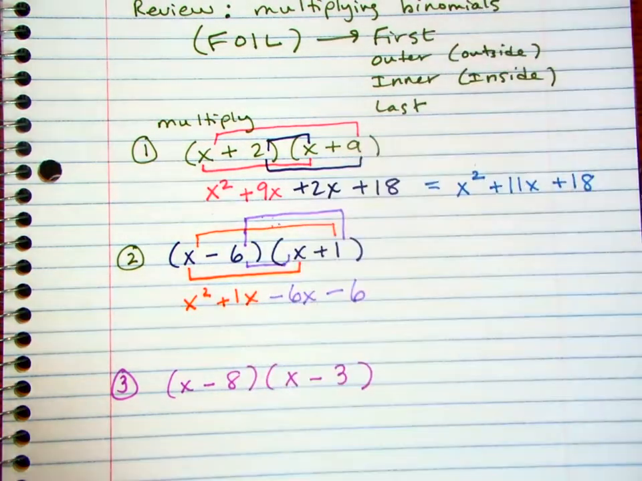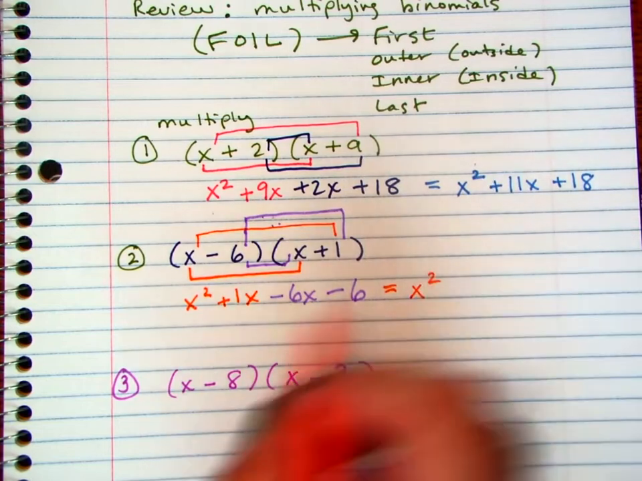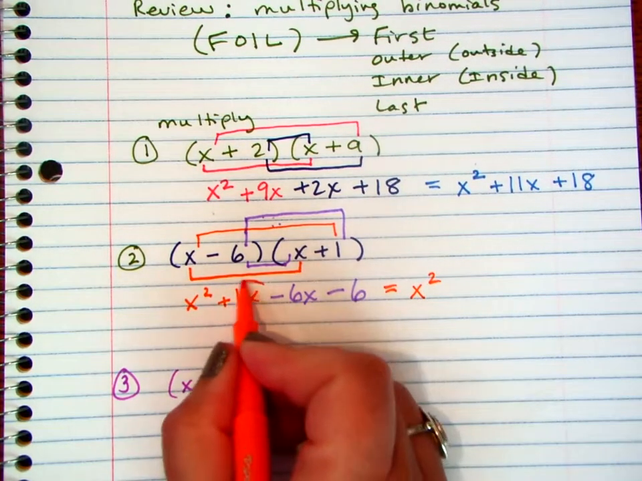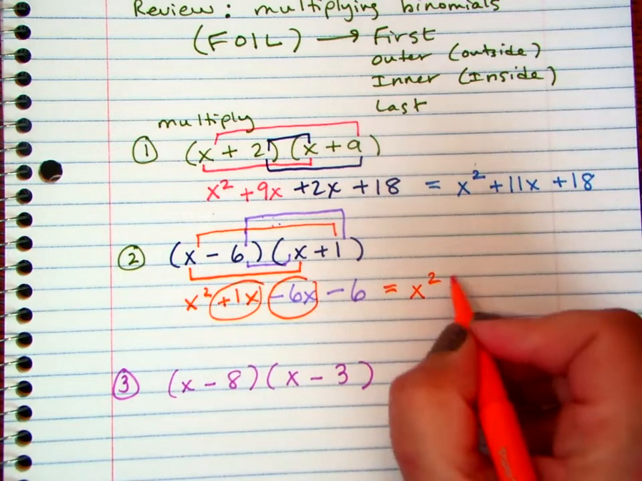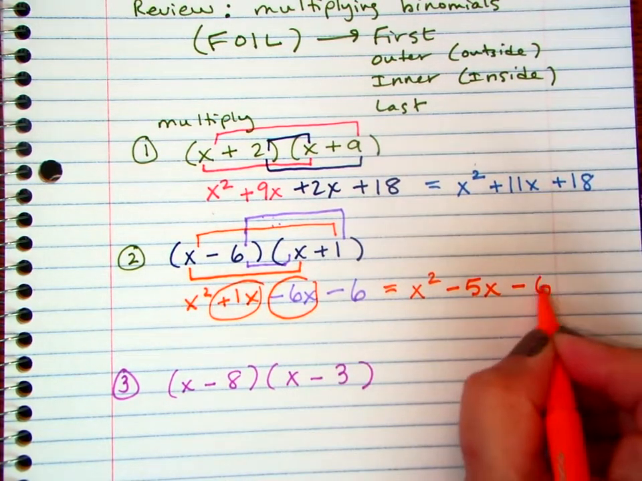Okay, and then again, we would combine that. I'm going to use orange. It's kind of hard to see that purple, I think. It's just x squared because I can't add any like terms there. And then the 1x and the negative 6x will be minus 5x. And then the minus 6.